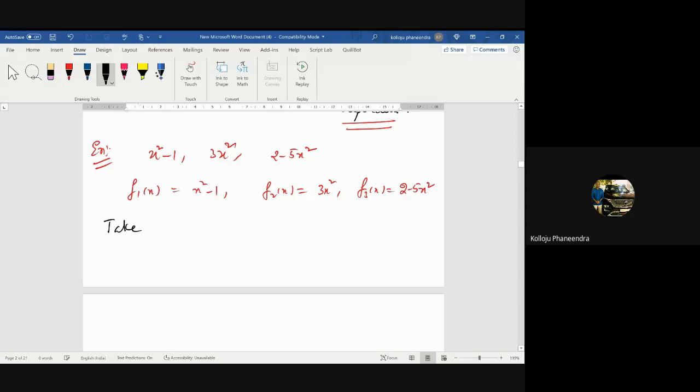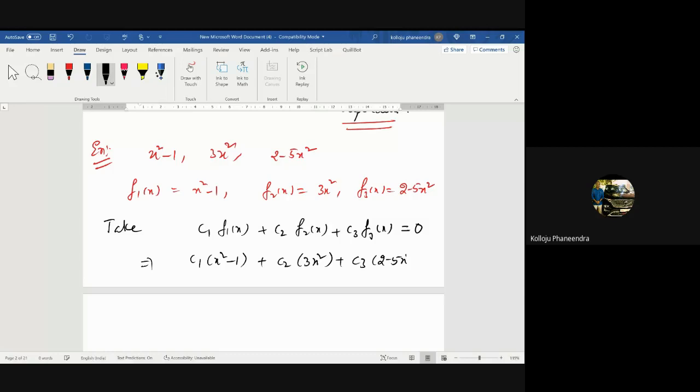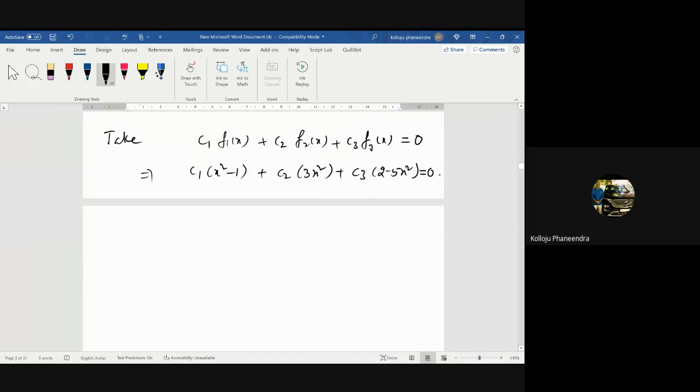Take c1 f1(x) plus c2 f2(x) plus c3 f3(x). This is a linear combination and equal to 0. Then what am I getting? c1 into (x square minus 1), plus c2 into 3x square, plus c3 into (2 minus 5x square) equal to 0. I'm not getting any system of equations like in matrices to solve for c1, c2, c3. Okay, then how to solve this?